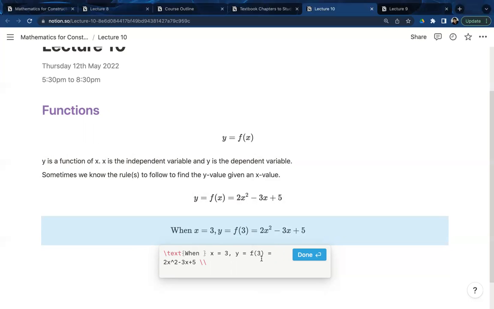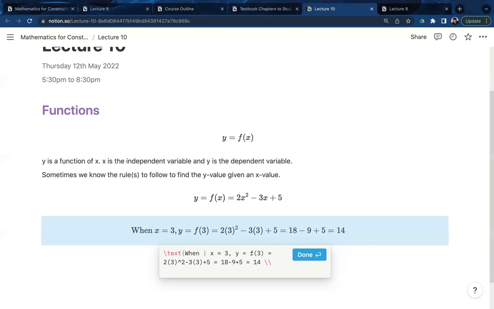We just plug it into the formula, the rule they give you. So wherever you see x, you just put 3, right? So f of 3, wherever you see x, you put 3. So, I mean, it's basic math, right? 3 3s are 9, 9 2s are 18, minus 3 3s are 9, plus 5. That's 14, I believe, right?